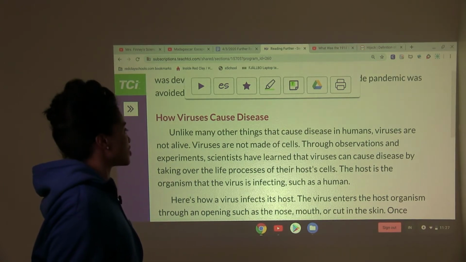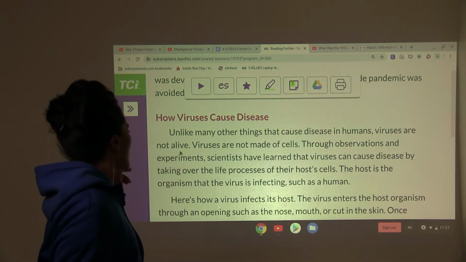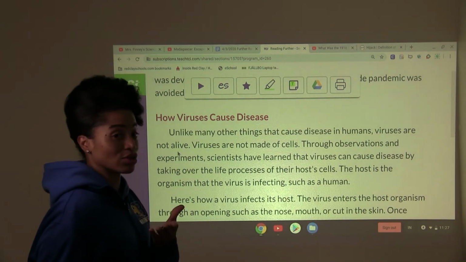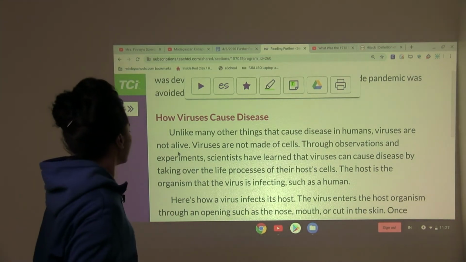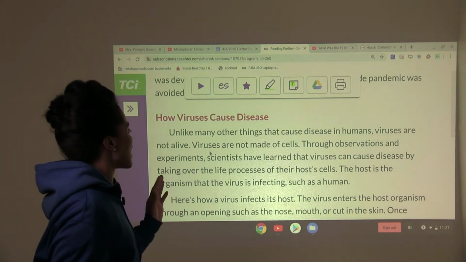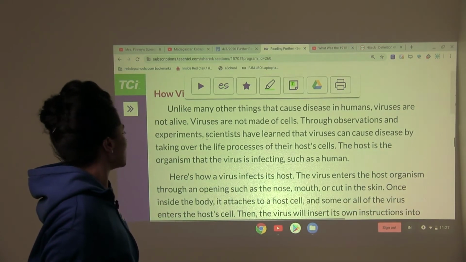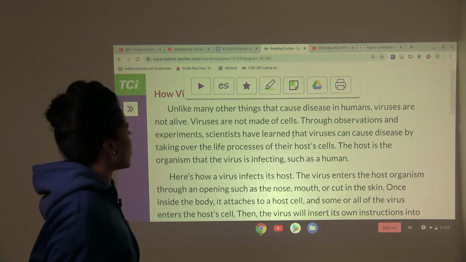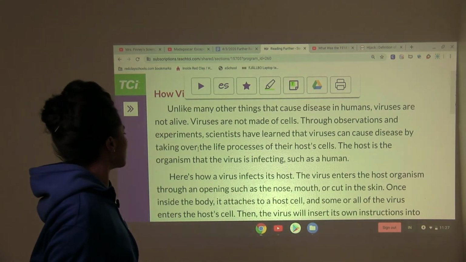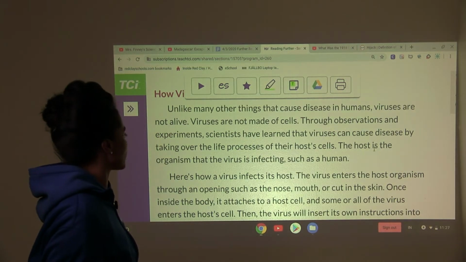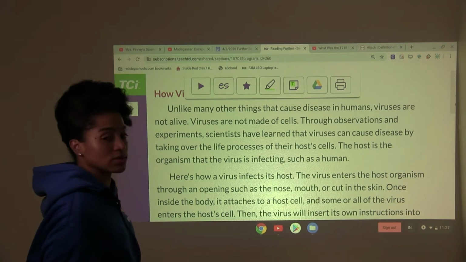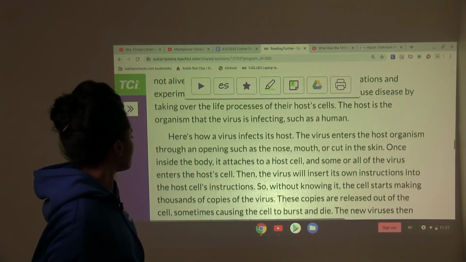Unlike many other things that cause disease in humans, viruses are not alive, and we talked about that the previous day. Viruses are not made of cells. Through observations and experiments, scientists have learned that viruses can cause disease by taking over the life processes of their host cells. The host is the organism that the virus is infecting, such as a human.